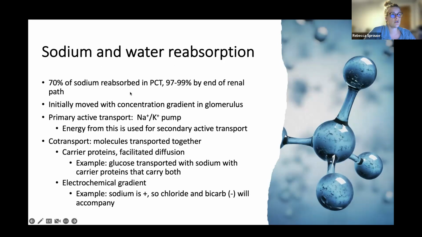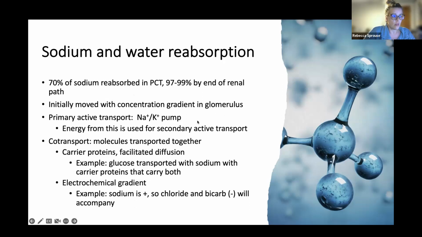That's beneficial because, again, negatively charged ions can follow sodium. Water follows sodium. A lot of those things are going to follow it. So if we reabsorb sodium, we're also going to reabsorb a lot of other substances. It's initially moved with its concentration gradient in the glomerulus. So it's filtered out via filtration, but also with its concentration gradient. So it's going to go into the capsule.